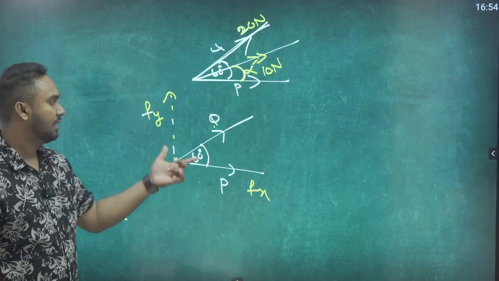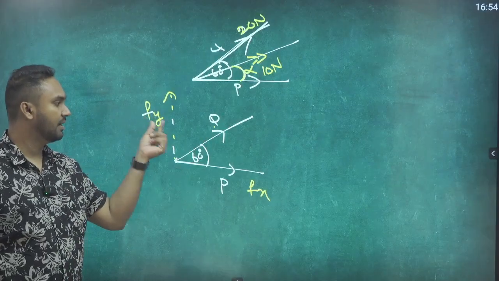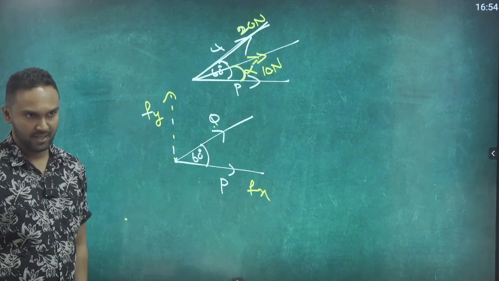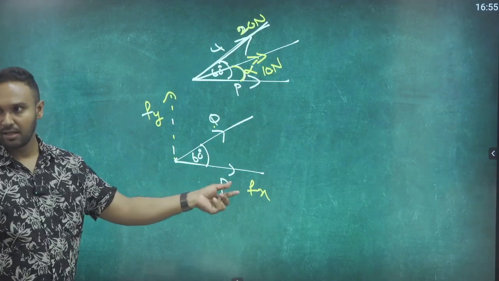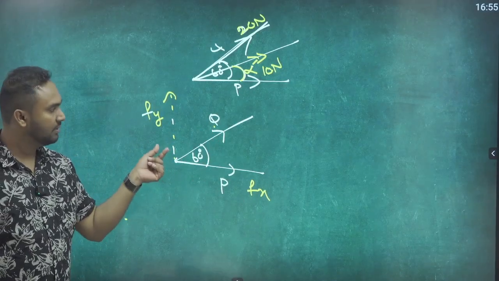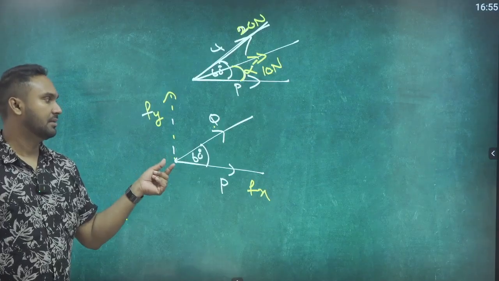We consider Q as the resultant of Fy and Fx. So instead of Q we can use Fy and Fx. When you do that, there's a simple method of doing that.